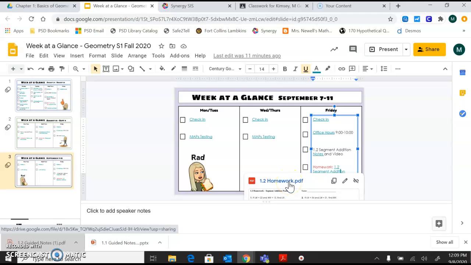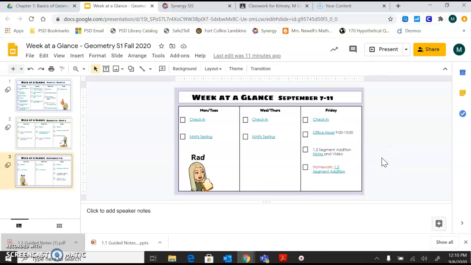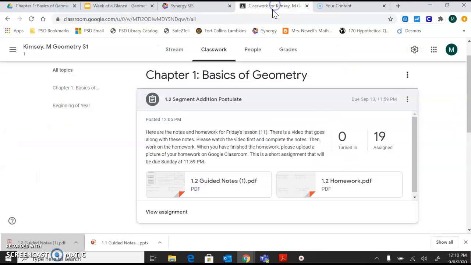Normally our homeworks are due on Fridays, and I wanted to give you a little bit extra time. If you notice here, this says it is due September 13th, which is Sunday at 11:59. So I'm giving you a couple extra days because I know we normally have our homework due on Friday.